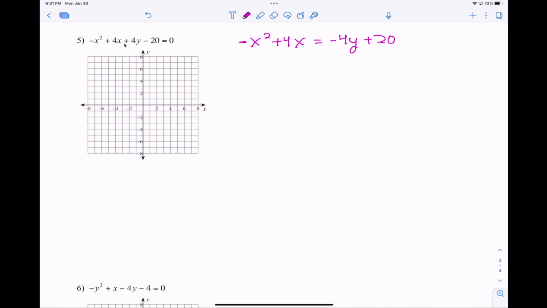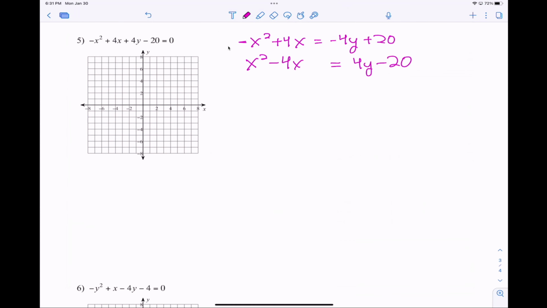I don't like negative leading coefficients. Go ahead and give a spoiler. We're about to complete the square. I like to do that with a positive 1x squared. So I am going to multiply everything in this equation by -1. Then it becomes positive x squared minus 4x equals positive 4y minus 20.